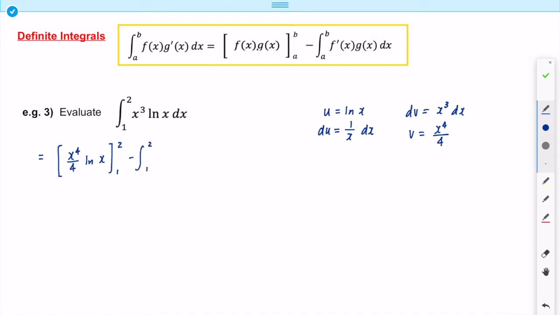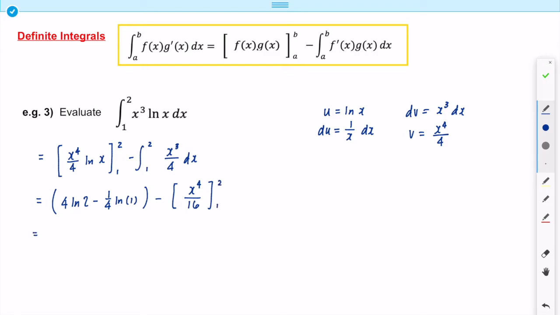So v is x to the 4 over 4. du is 1 over x dx. So this really is x cubed over 4 dx. Okay, so let's do the substitution first for the first part. So 2 to the power 4, 16 divided by 4 is 4 ln 2 minus 1 over 4 ln 1, which we know that ln 1 is 0. We'll leave it. Minus, here we go. I have x to the power 4 over 4 over 4, so over 16. Evaluate it from 1 to 2.